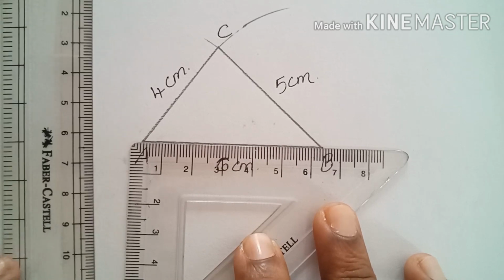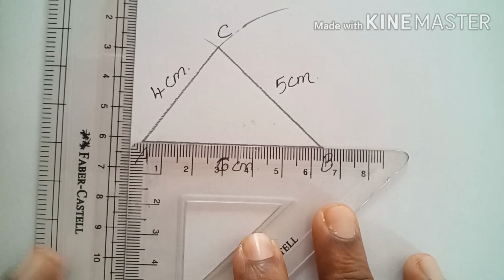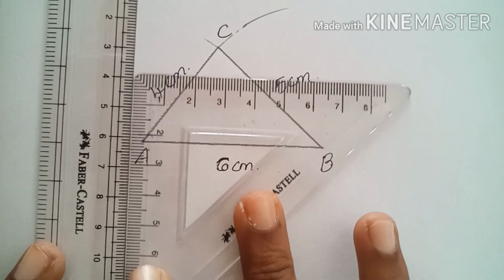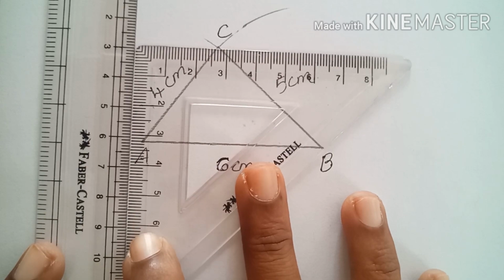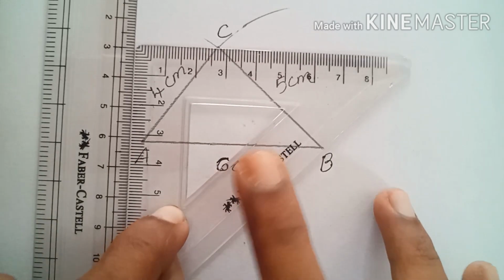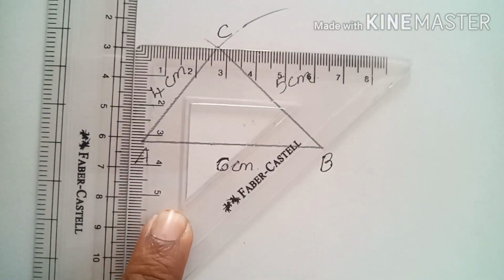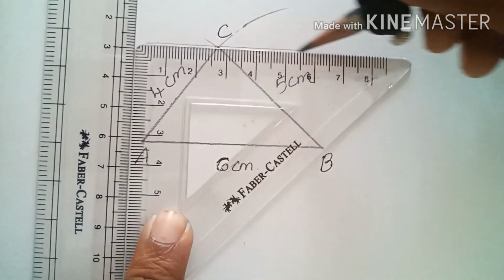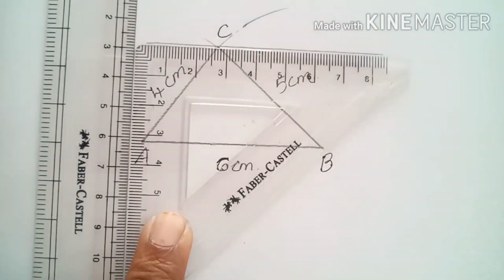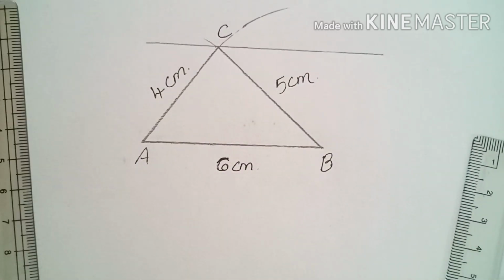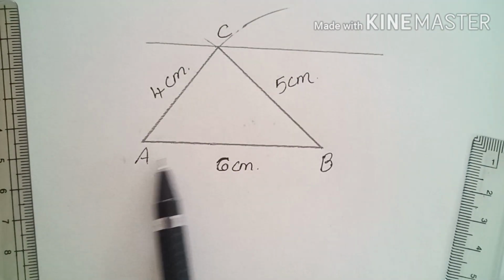That means C is the upper vertex. So hold tightly, then move like this up to the point C. After reaching that point C, now draw the line like this. So this is a method to draw a parallel line. So the upper line will be parallel to the base line AB. Okay, AB is parallel to the upper line.